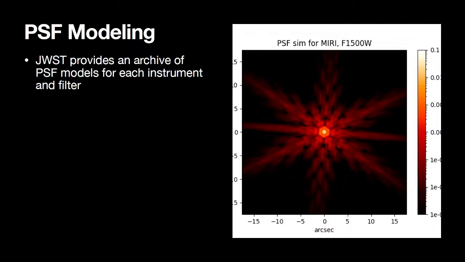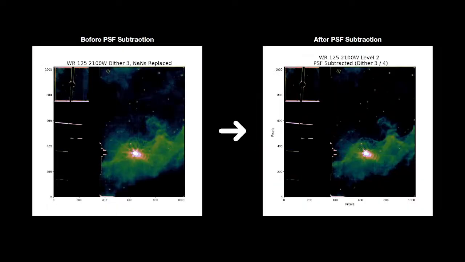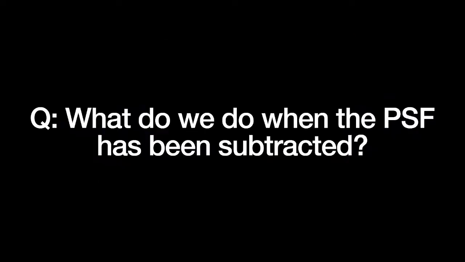So I take these models that JWST so graciously provides for me, and I scale it up, align it with the center of these images, and you can see here these diffraction spikes. They're pretty faint, but they're basically gone on this image after I subtract the PSF off. So that allows us to dig way deeper into the actual dust shells.